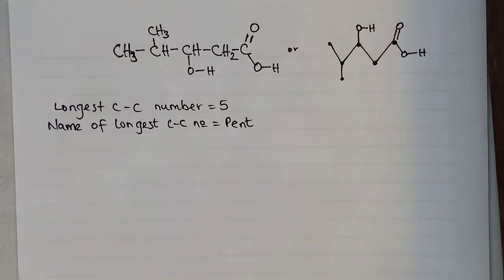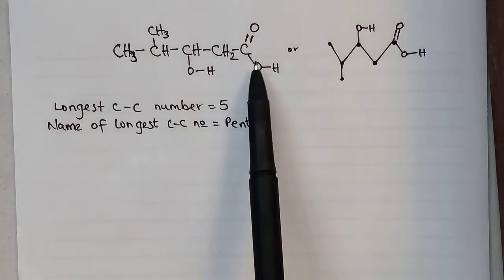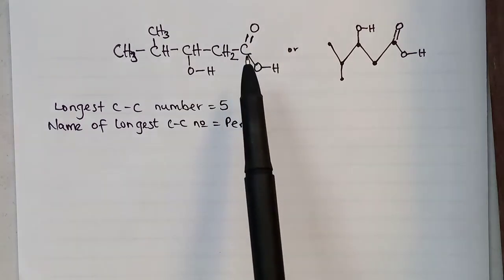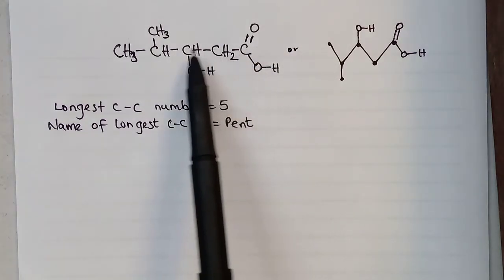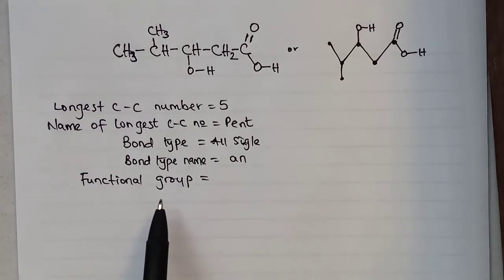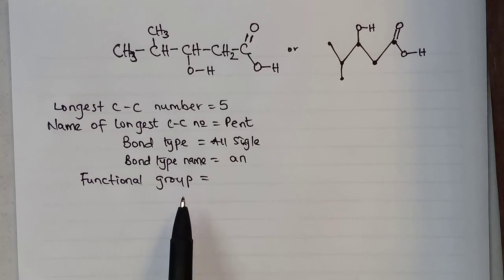And if you look at it, we have all single bonds in all the carbons. Leave this one, this is not a carbon. This is carbon-oxygen. Therefore, the carbons are all single bonds, so we're going to use the AN for it. The functional group here is oic acid.